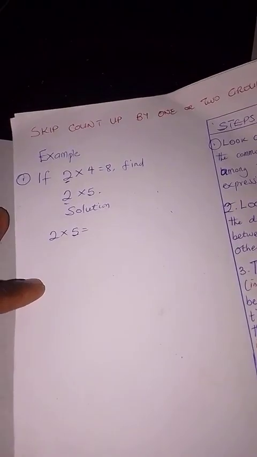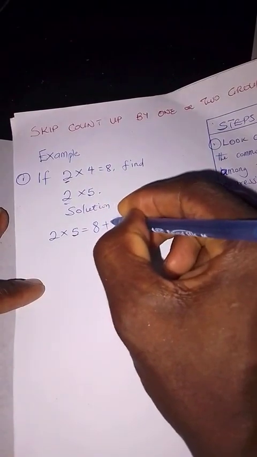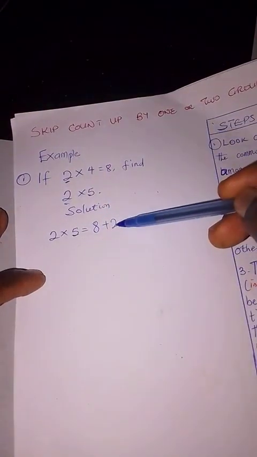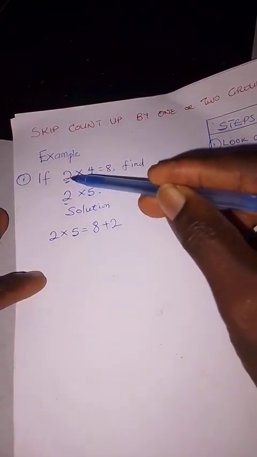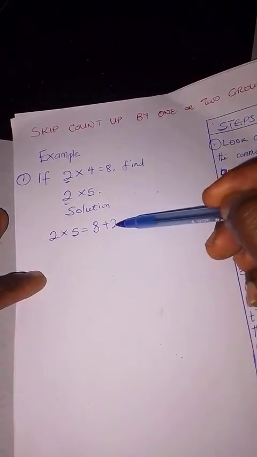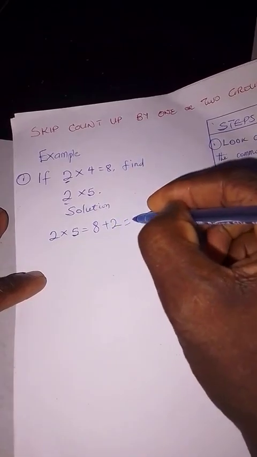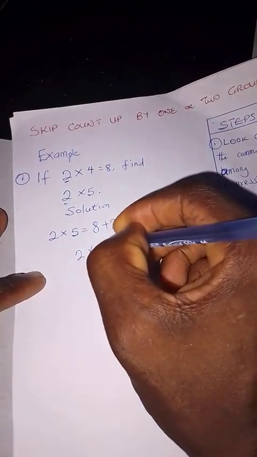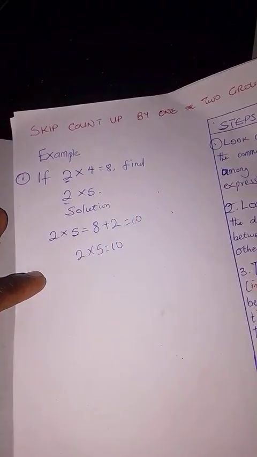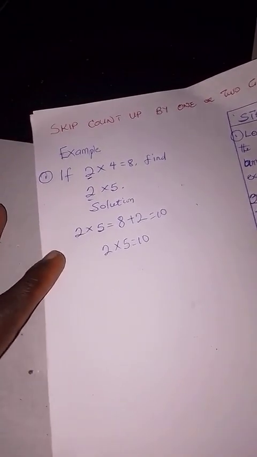So 2 times 5 becomes 8 plus 2. We added 2 once because the difference between 4 and 5 is 1, and the common number here is 2. So we add 2 to 8, and 8 plus 2 is equal to 10. Therefore, 2 times 5 is equal to 10. Please, I hope you understand what we're doing. Let's take a second example.